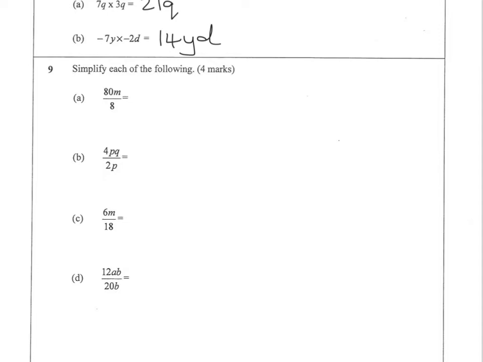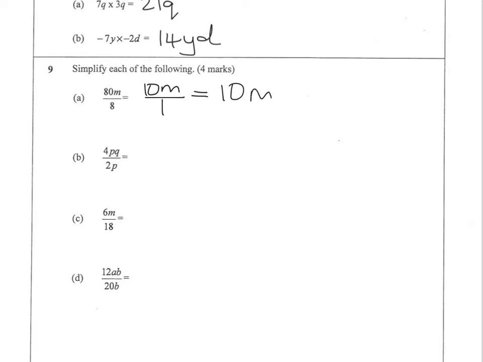Division. Okay. You can do division or cancel. So what goes into both 80 and 8? Well, 8 does. How many times? 10, and there's an m on top. And 1. Don't need the 1 down the bottom, so just 10m.